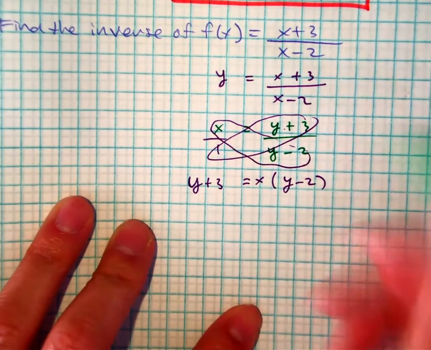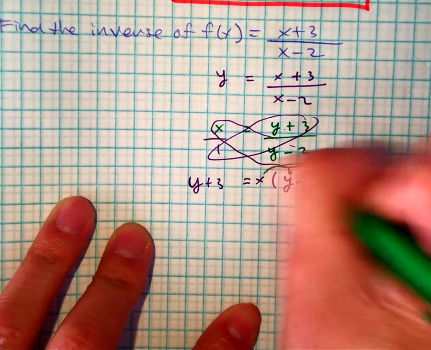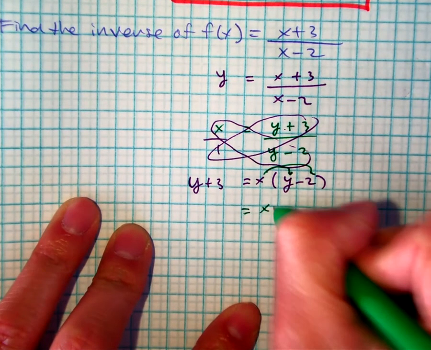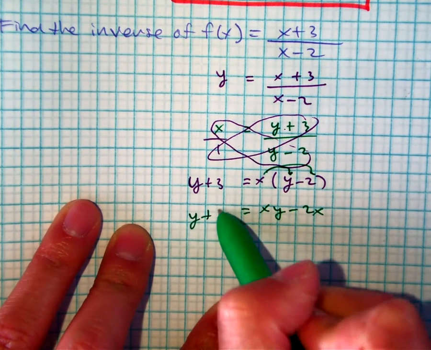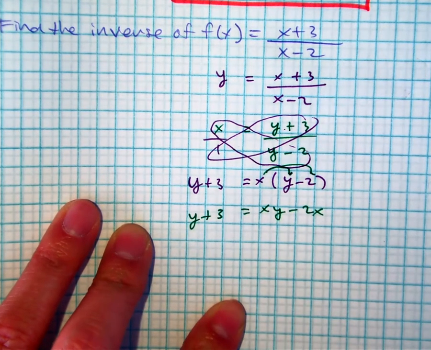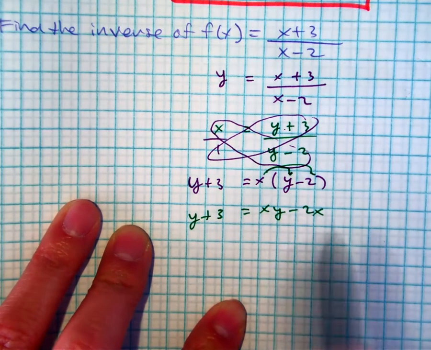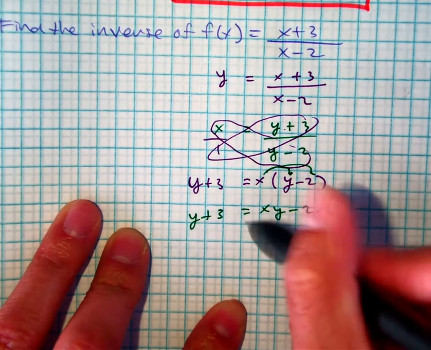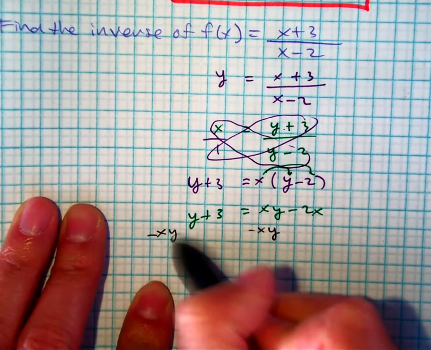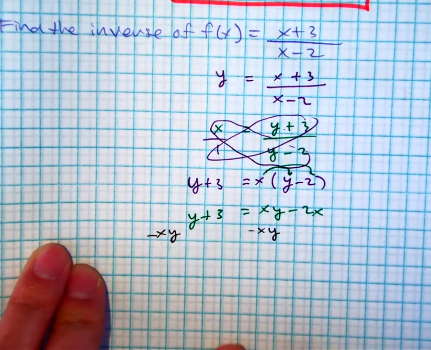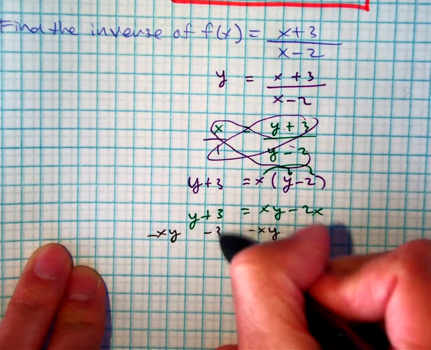Here I'm going to distribute on the side. So I have xy minus 2x. This side remains the same. I'm now going to get the y's on one side. So I'm going to subtract xy here. And at the same time I'll subtract 3.